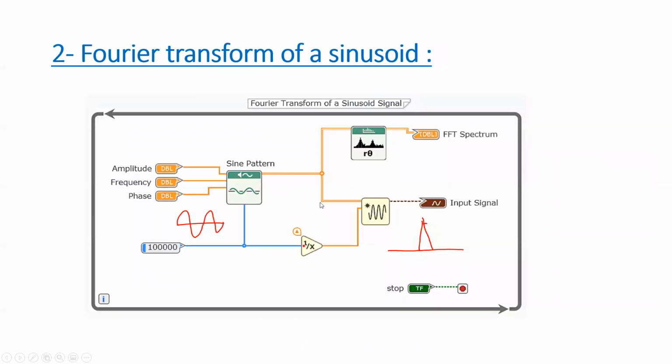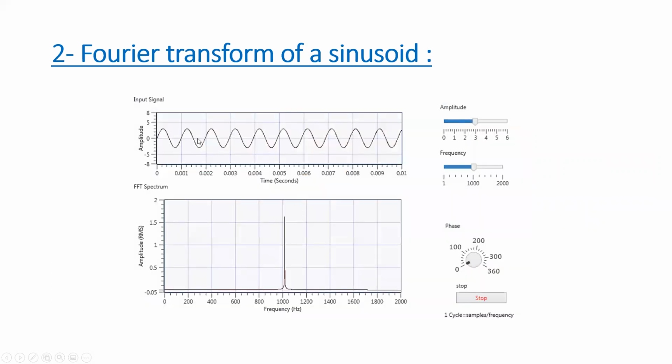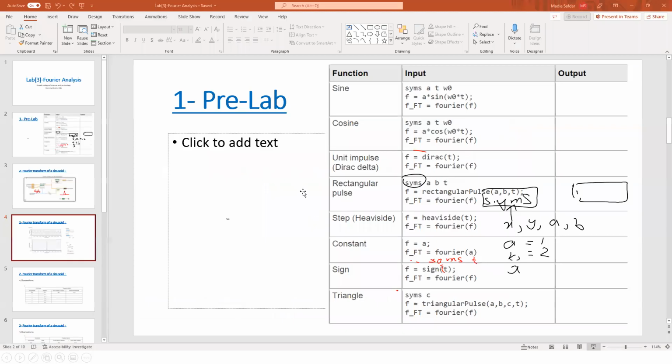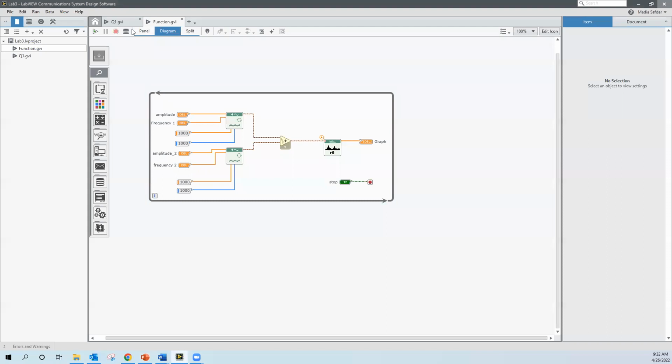Next, in LabVIEW, how can we take the Fourier transform of any sinusoidal, cosine, or any function or signal? We have to take this FFT analysis block, and then you can see that this is your time domain signal and this is the Fourier analysis of the time domain signal. So let's go to LabVIEW and check how we can make this.